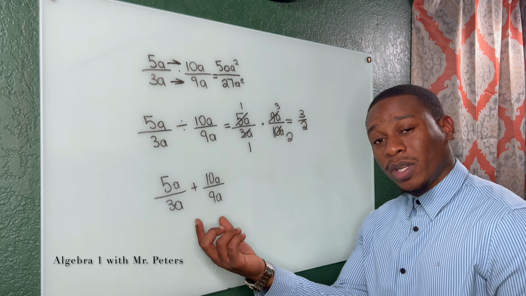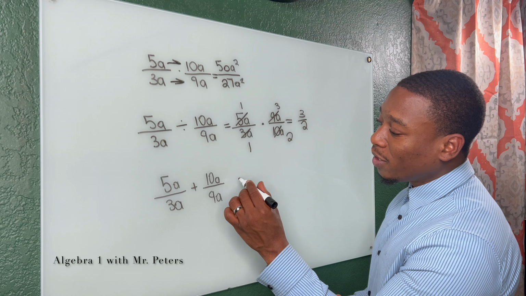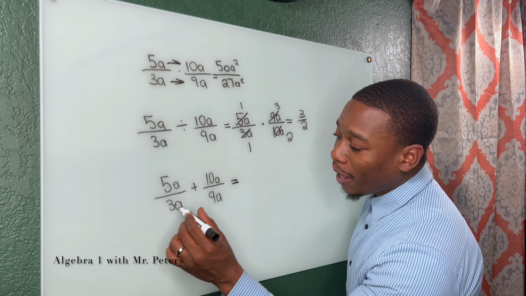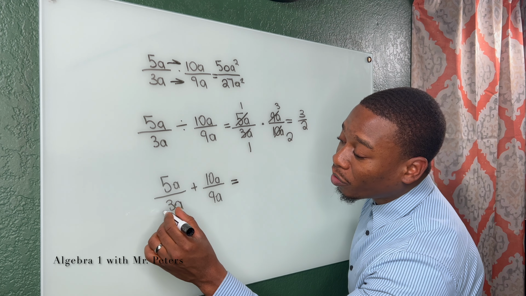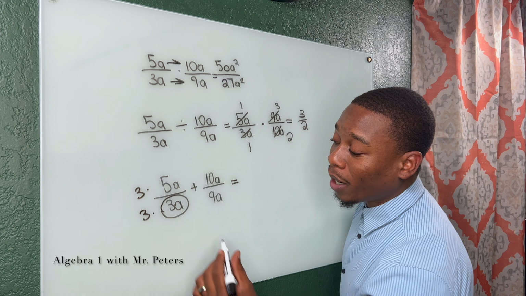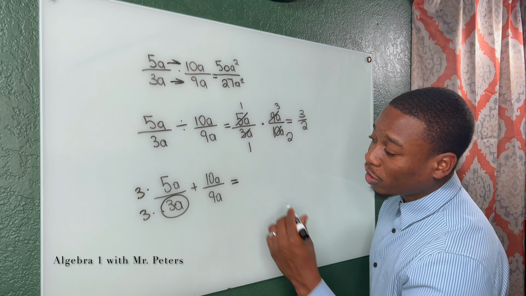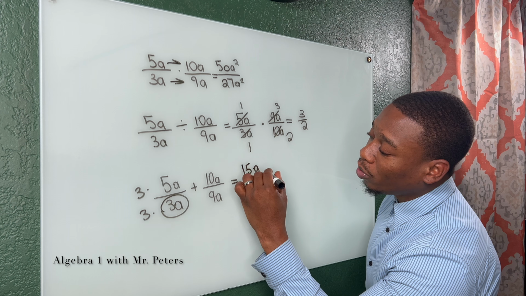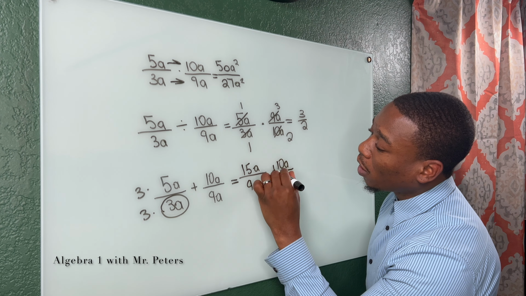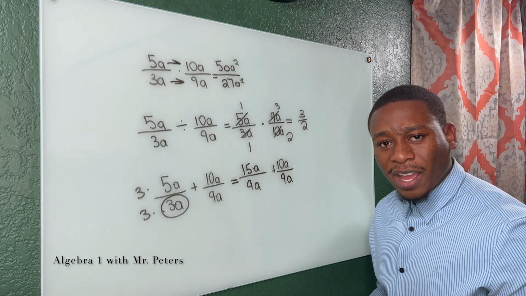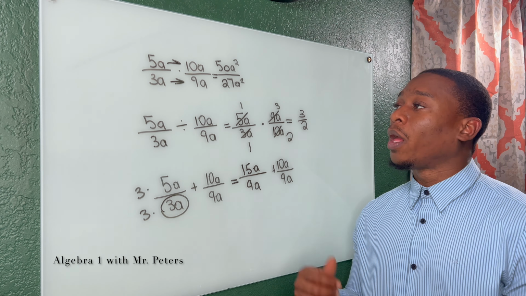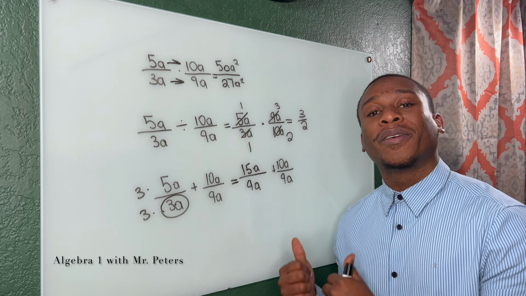But then when we get to addition and subtraction, this is the only time where the denominator actually matters. Meaning, for me to add these two fractions, I would have to multiply 3a by 3 and 5a by 3 so that my denominators could be the same. And once I do that, I'd have 15a over 9a plus 10a over 9a, then I could add and simplify where possible. Now that we understand that concept, I promise the lesson's going to be so much easier.